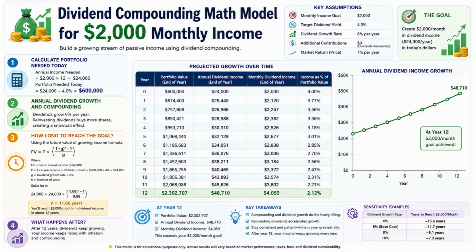The model also assumes that the market value of the investments increases by approximately 7% per year. Therefore, the total portfolio growth comes from two major sources. The first source is the rise in share prices, and the second source is the growth and reinvestment of dividends. At the starting point, the portfolio value is $600,000. The annual dividend income is $24,000, which is exactly $2,000 per month.